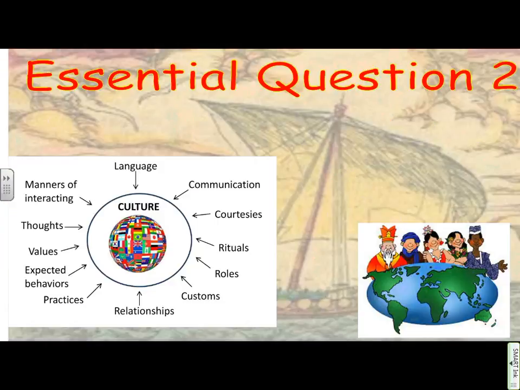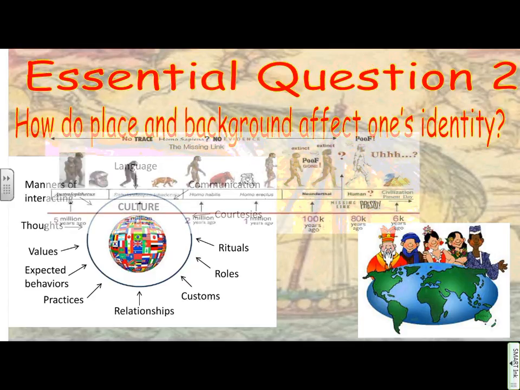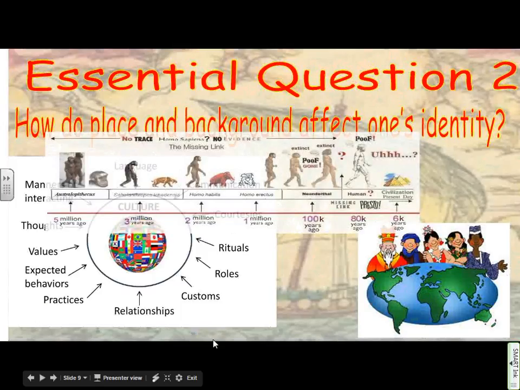So the second essential question has to do with how a person's identity is created, not based on personal relationships, but the time period that they live in. So how do place and background affect one's identity? If you think about where a story is set, it's important to think about what the values, customs, beliefs are, and how the language and right from wrong kind of dictates a person's identity. Okay.